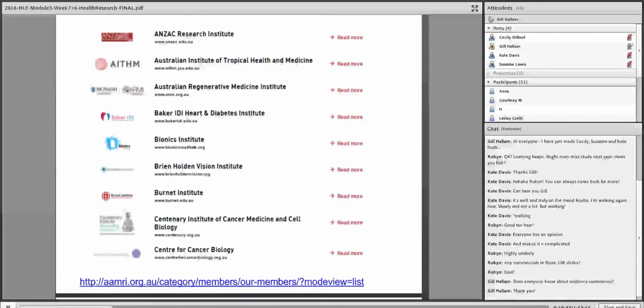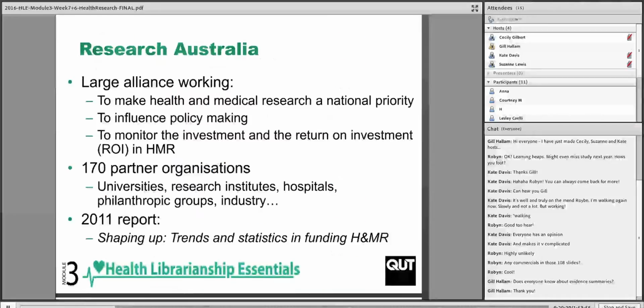That's just a screenshot which shows the first little bit of some of their members. It goes on for a vast number of pages, as you can imagine, from A to Z, but it gives you an idea about the range of different, quite specialized, areas of research, considering diabetes, vision, cancer medicine, all those different areas. So they're also good sources of information if you're wanting to explore a particular area of medical research.